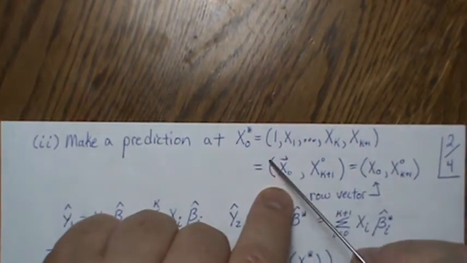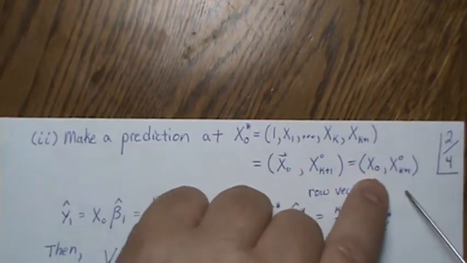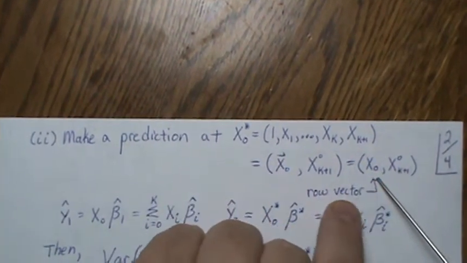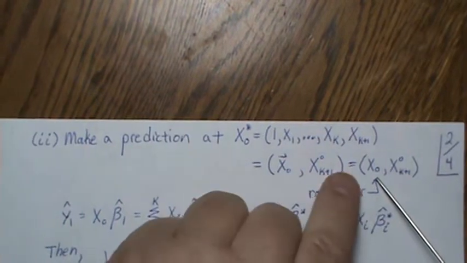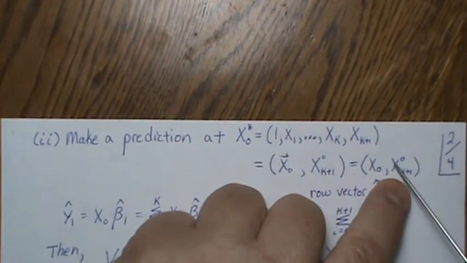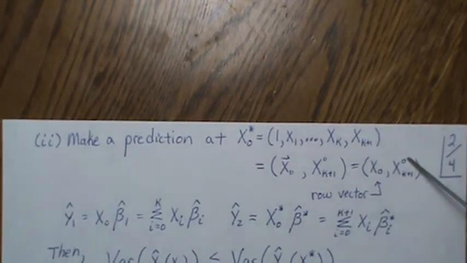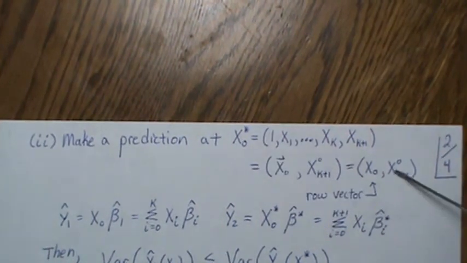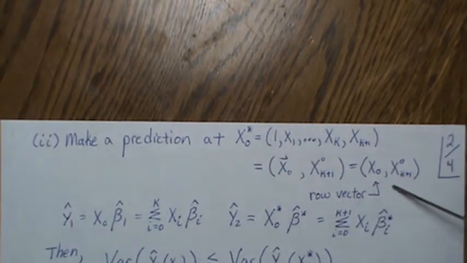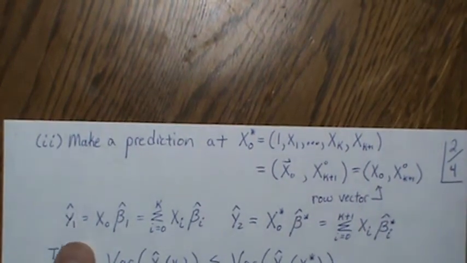So this point makes up this, and then we're going to just call it x0, and that's the row vector in the design matrix. And then this is a data point. It's x, k plus 1, 0. And the 0 means it's part of this data point, but it's a point. It's not a vector.